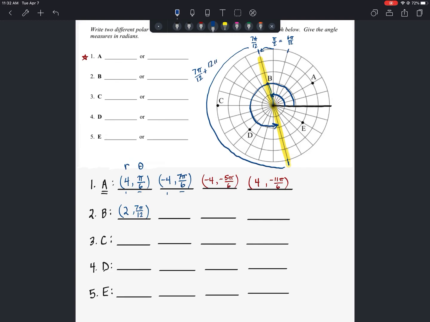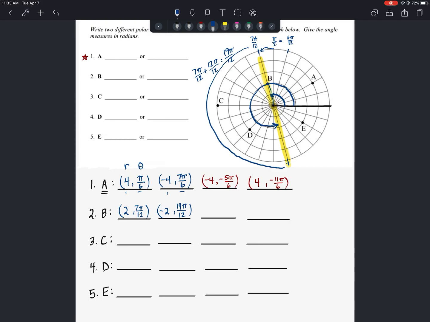So if we take 7 pi 12ths plus 12 pi 12ths, that is going to give us 19 pi 12ths. So that's our other positive angle, 19 pi 12ths. Okay, so now, because the angle that we're at, right, we're on the opposite side of where B is, now B is going to be a negative 2.